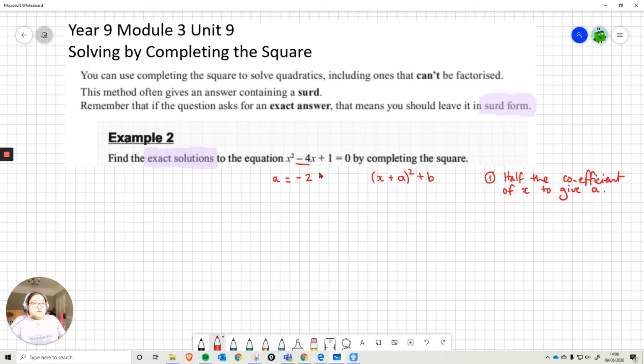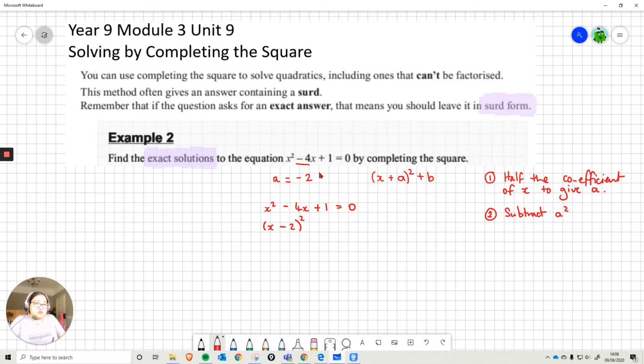Now that will give us the first part of our complete the square. So here's our original equation. And we're going to change the a now to minus 2, and all of that is squared. The second step is to subtract a squared from the bracket.